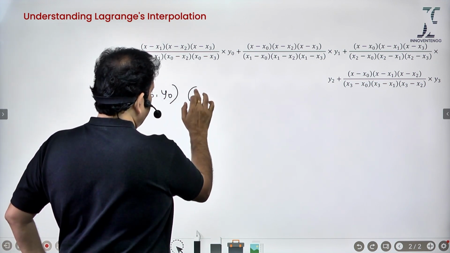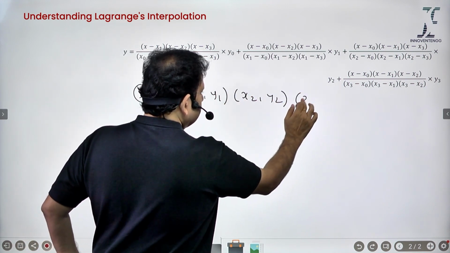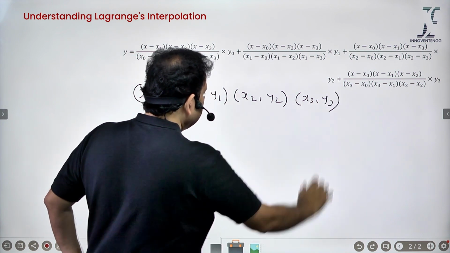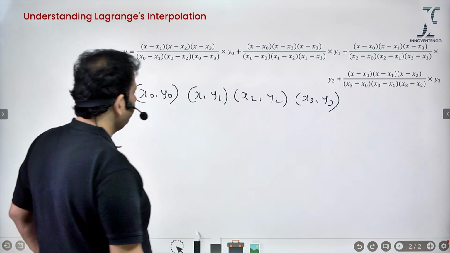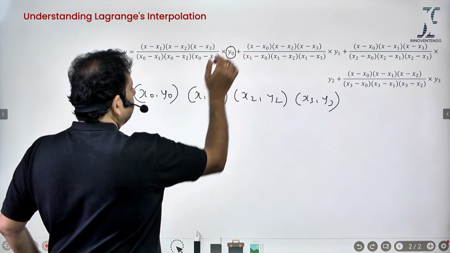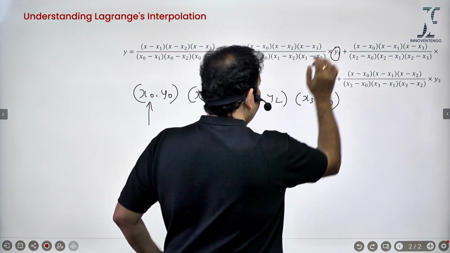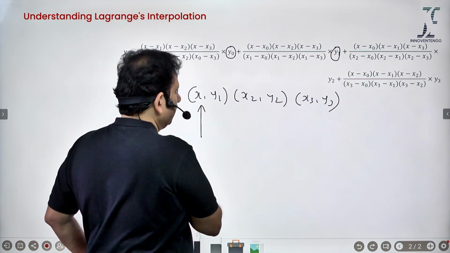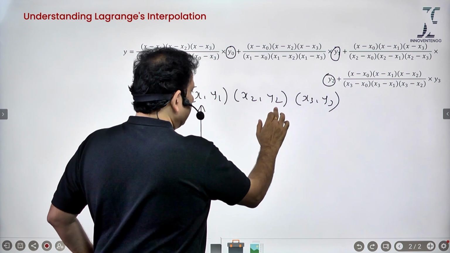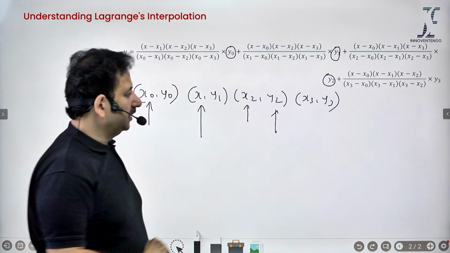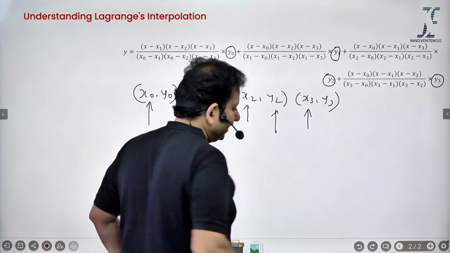And what about the next point, x1 comma y1? Next is x2 comma y2. Next is x3 comma y3. These are the points that are going to be given to you to fit a polynomial. Now you can see here that y naught is the value when the independent variable is x naught. Y1 is the value of the dependent variable when it is x1. And similarly, y2 will be the value of the dependent variable when the independent variable is x2. And finally, y3 is the value of the dependent variable when the independent variable is x3.